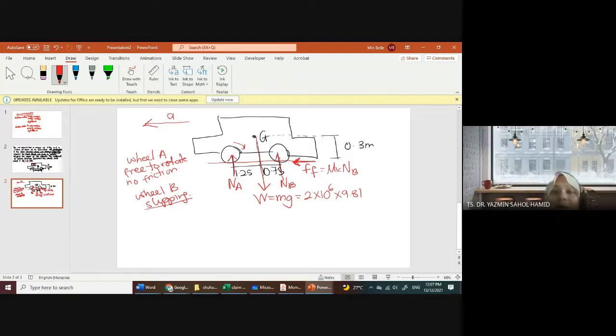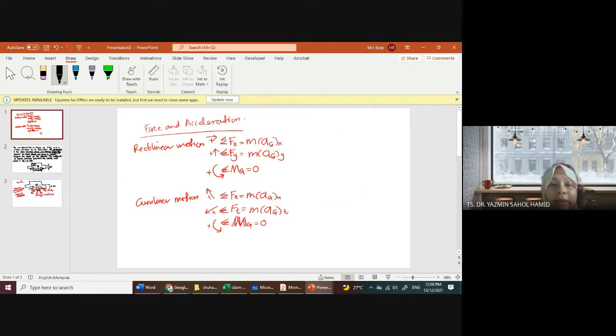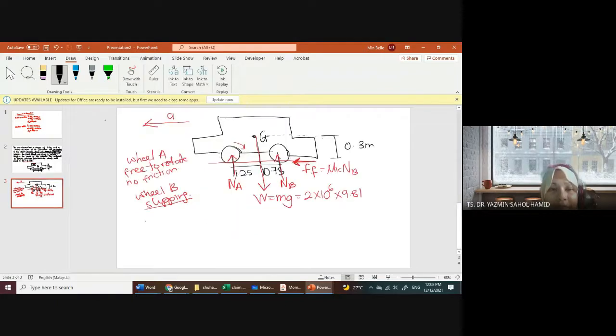Alright. So, now, tadi saya kata kita kena guna formula ni kan? Okay, so kita nak guna formula ni: summation F X equals M A G X, summation F Y equals M A G Y, and then summation moment G equals to 0.